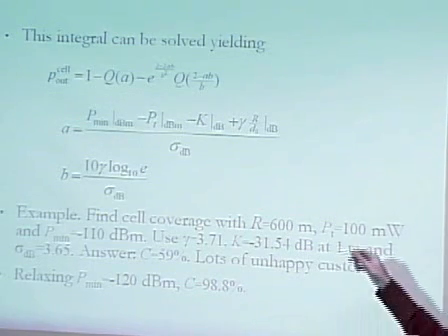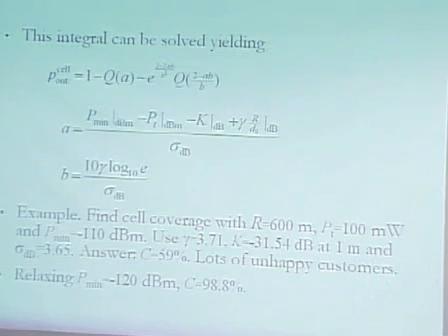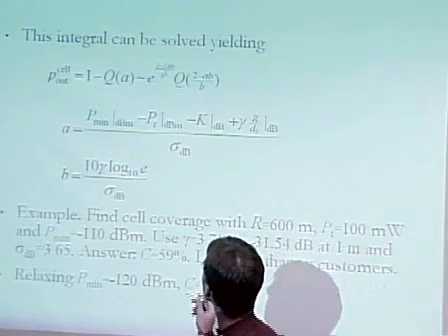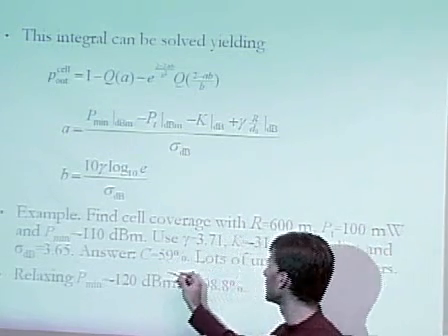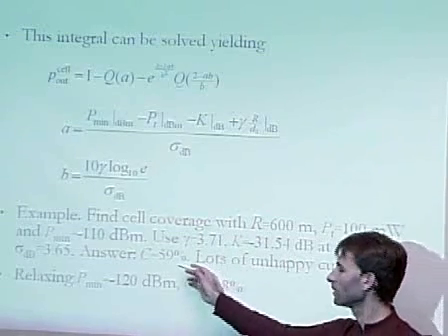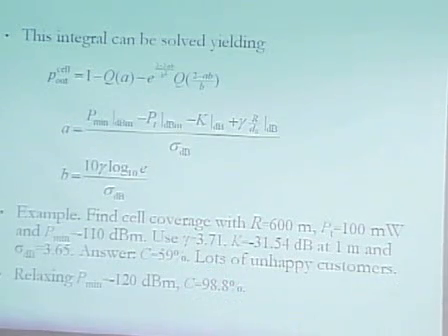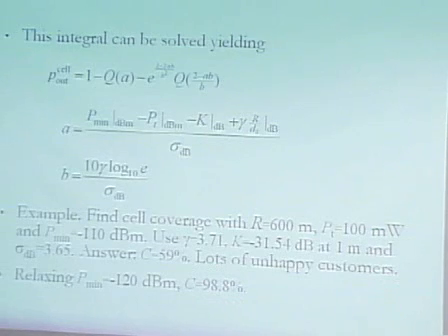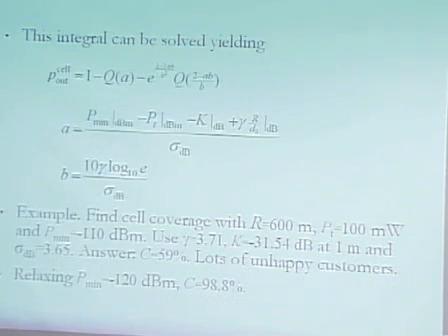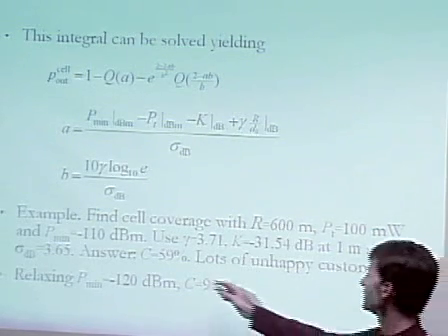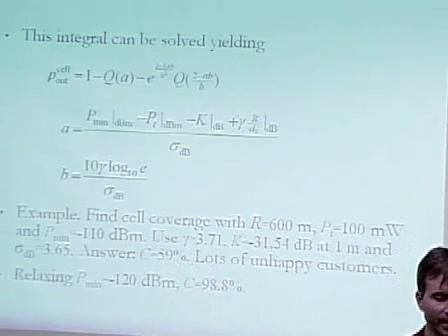So you plug all these numbers in this formula, and you get that the outage over the cell is, I guess, 41%. And so the coverage, which is 1 minus the outage, is 59%. Okay? So this is a pretty bad coverage, right? Less than 60% of the cell is covered. So this is completely unacceptable.